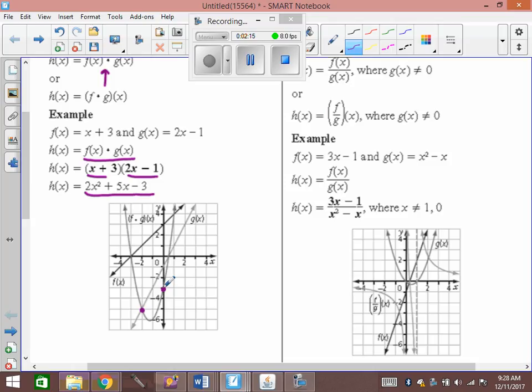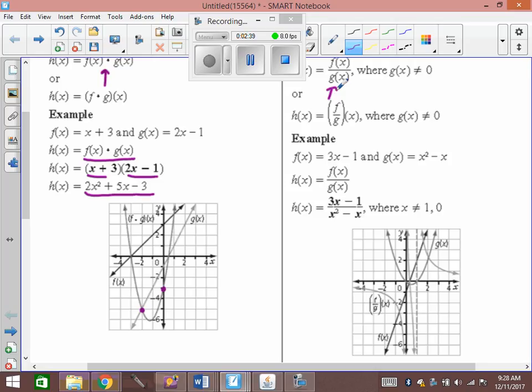Now, division is a little bit more difficult because division gets you NPVs. It gets you non-permissible values, and often it gets you a rational graph, right? A graph where there's asymptotes, because you're going to have variables in the denominator now. So if we look at this one over here, if they write it as f divided by g of x, you're going to rewrite it like this. Now, f of x is 3x minus 1, and g of x is x squared minus x.